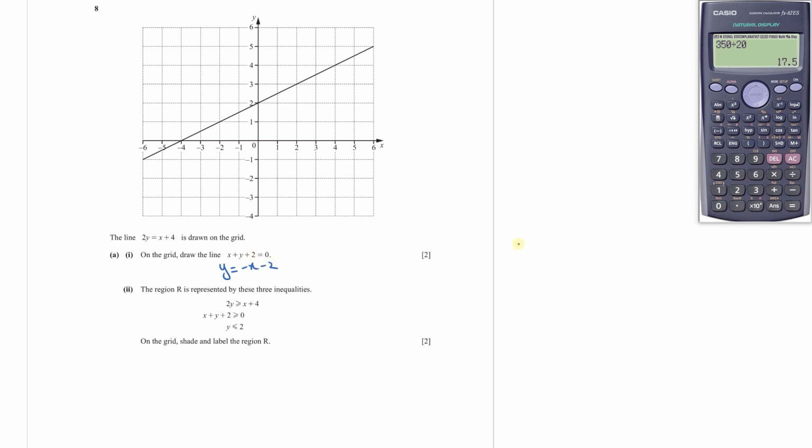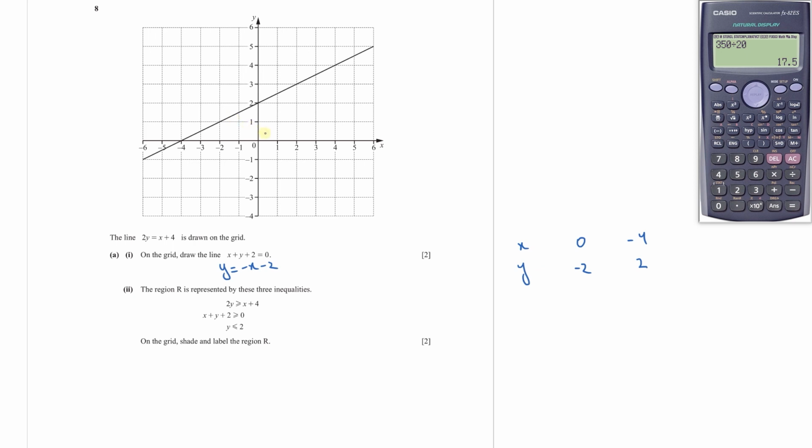So let's quickly draw a table. Let's take a couple of values of x. Let's take 0 as one value, and then let's say minus 4 as the other value. For 0, when x is 0, y will be minus 2. And when x is minus 4, this will become plus 4. Plus 4 minus 2 will be 2.